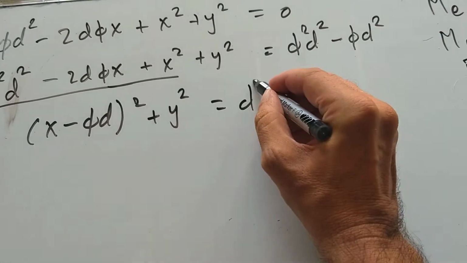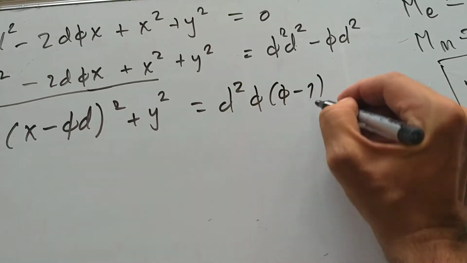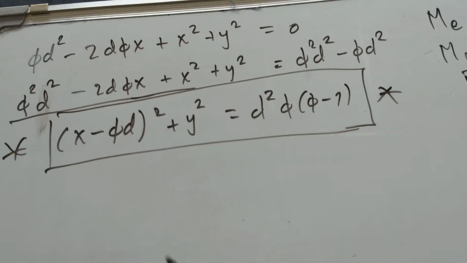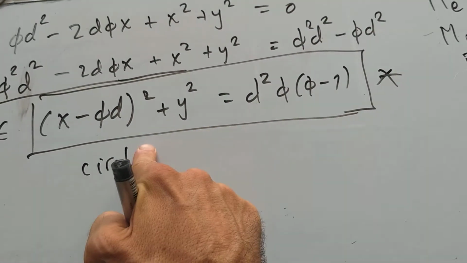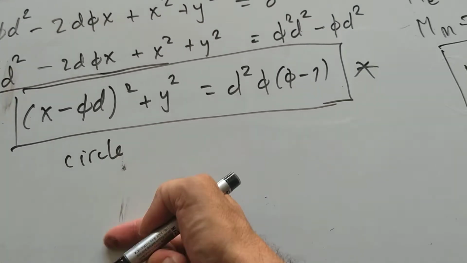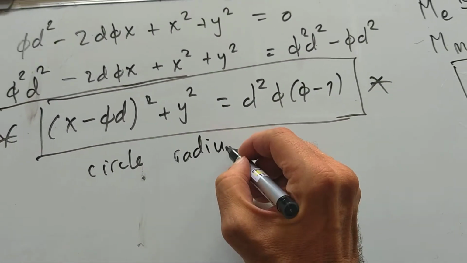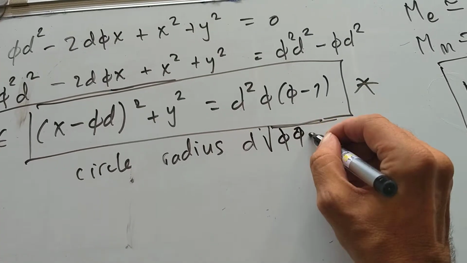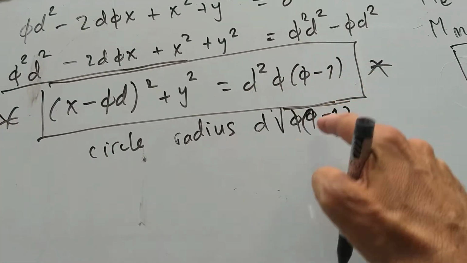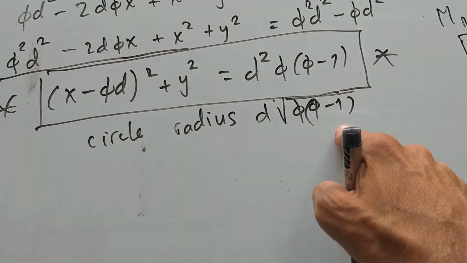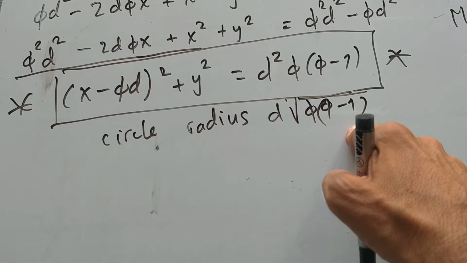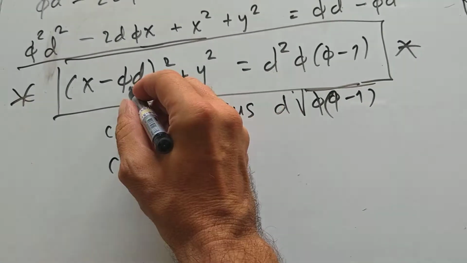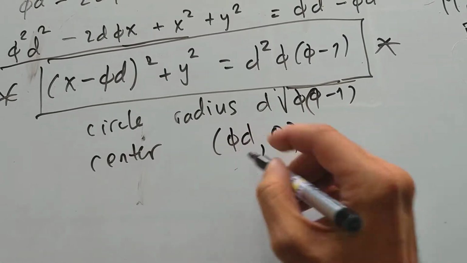Let's make this look nice. Take this out: phi minus 1. There is the equation of our problem. The complete solution is here. This is a circle of radius d times square root phi minus 1. I take the square root of this, I get this. That's my radius. And the center is at phi d, x, and y is 0.